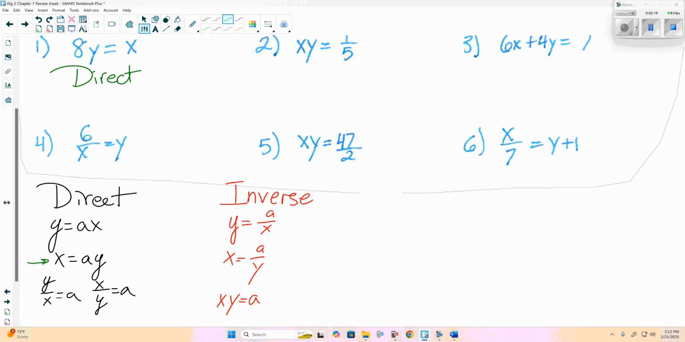If we look at number 2, x times y is equal to 1/5. Would be inverse. Because it's our x times y equals a. A in our case is 1/5. Let's look at number 3. 6x plus 4y equals 7.